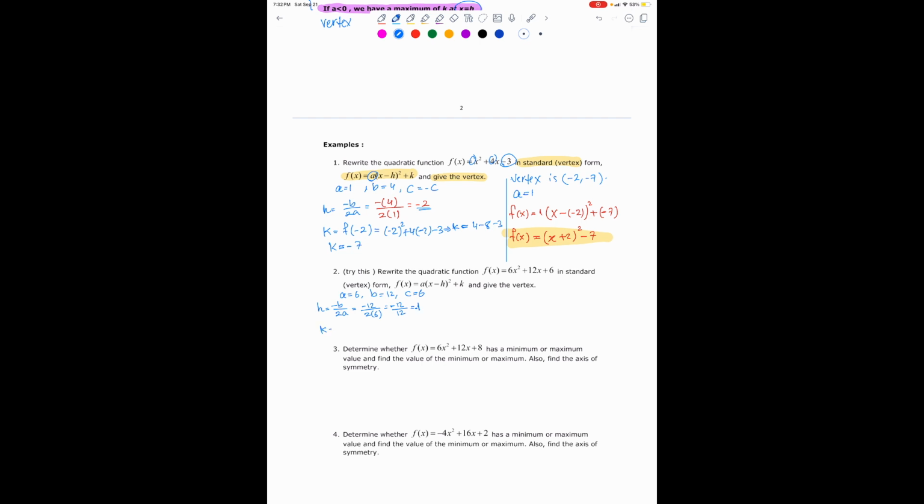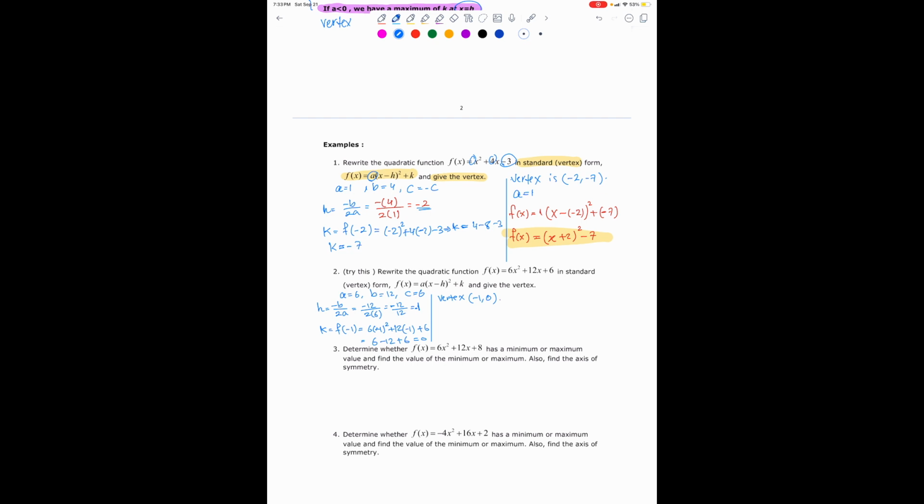K is basically f of h. So f of negative 1 is 6 times negative 1 squared plus 12 times negative 1 plus 6. So I will get 6 times 1 is 6, minus 12, plus 6, and that is equal to 0. So the vertex in my case here is h, negative 1, and k, which is 0.